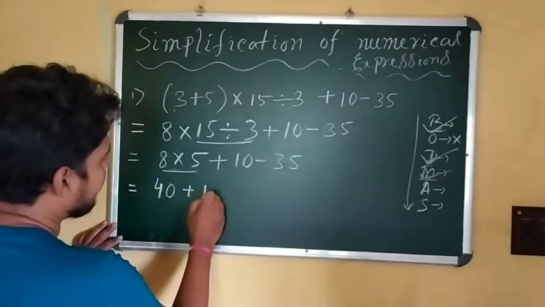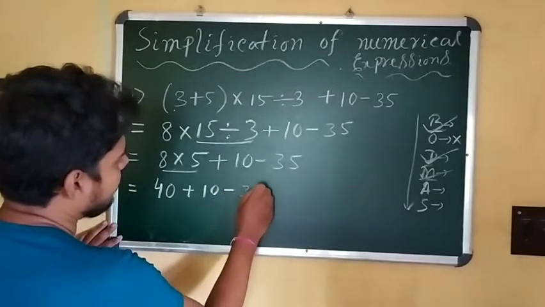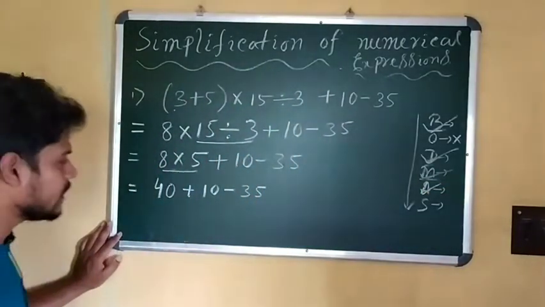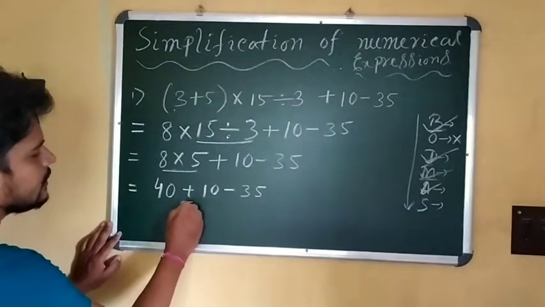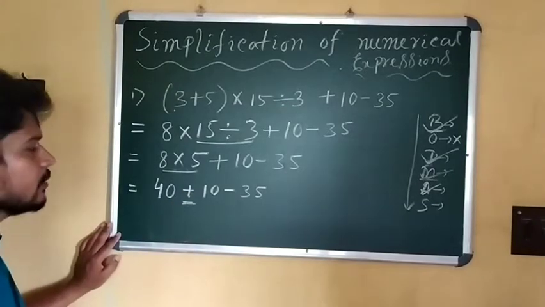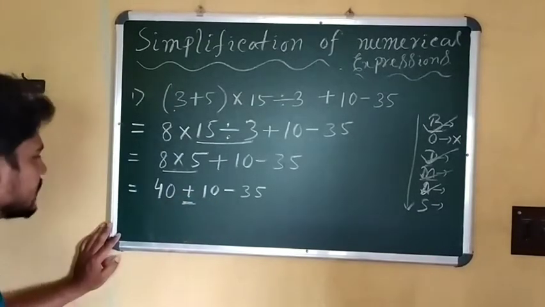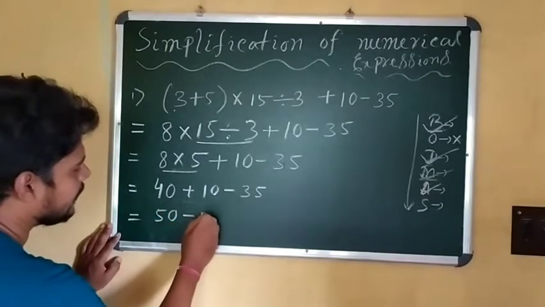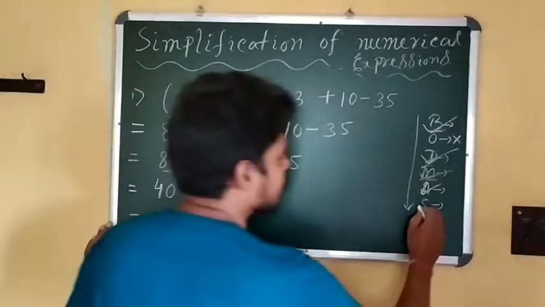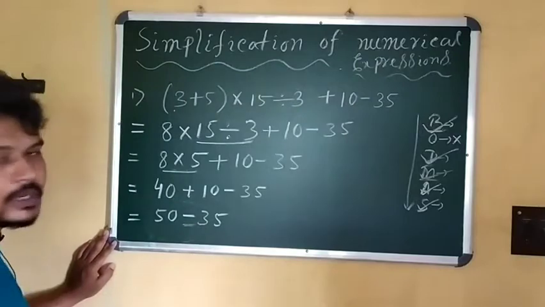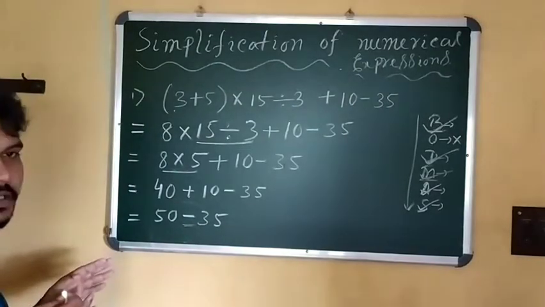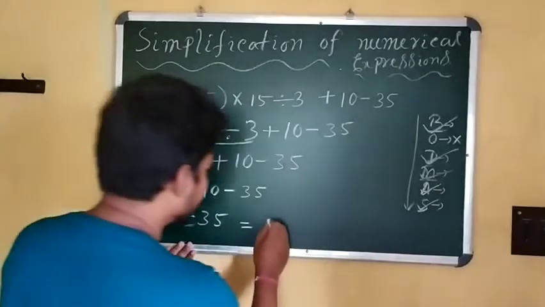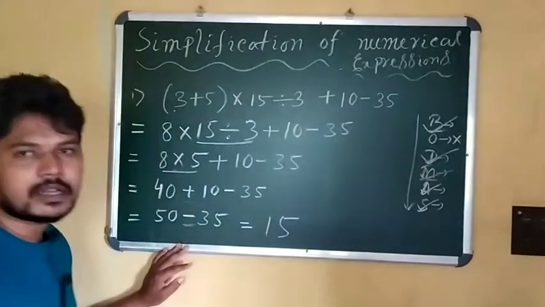Then you write down as it is written plus 10 minus 35. Then you have to do addition. The addition symbol is present between 40 and 10, so 40 plus 10 means 50, and you write down minus 35. Then at last subtraction, yes, the subtraction symbol is present. So we have to operate the subtraction. Then 50 minus 35 equals 15. That is our answer.